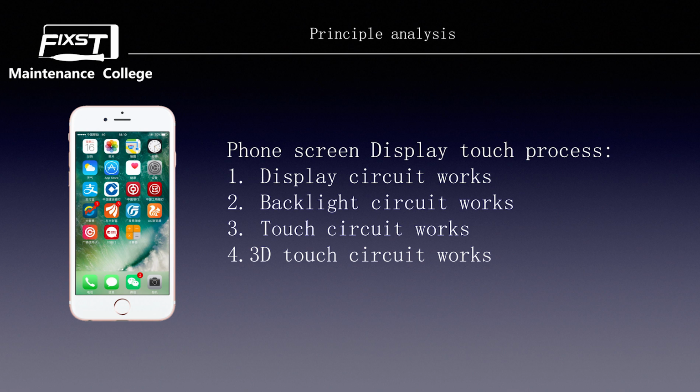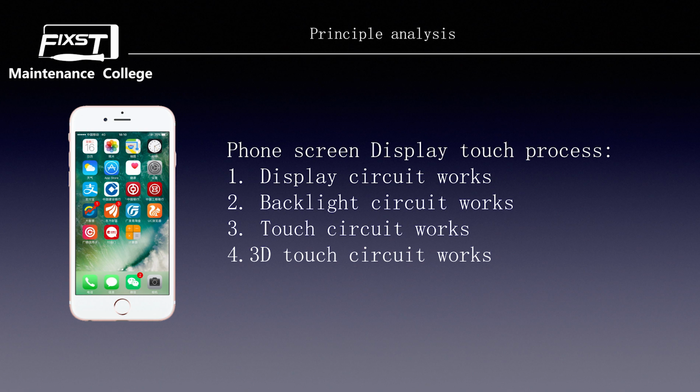If the phone can turn on and the display circuit is also normal, and when we enter the system and put the phone into a very strong light place, you can see the logo, but it's not very clear, but you can still see it. It means that the backlight circuit has some problem.